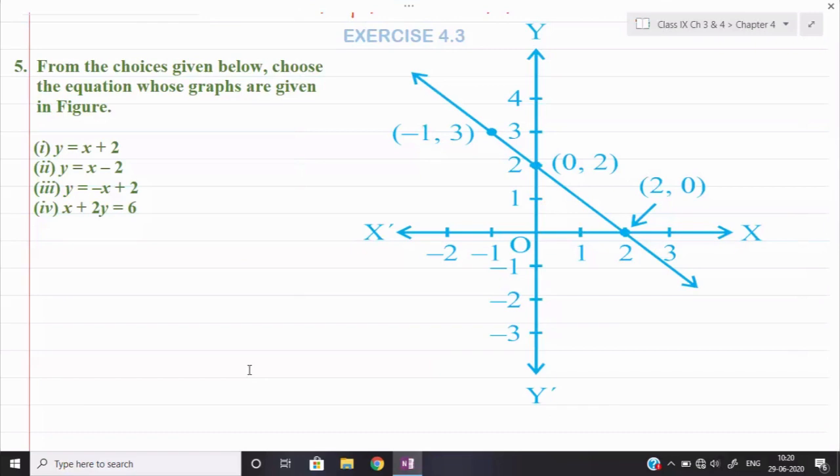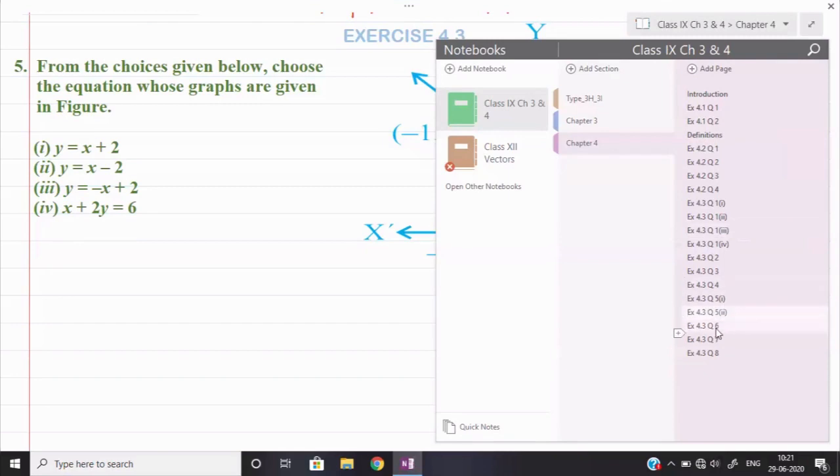All these 3 points one by one you have to check in the given choices, and whichever choice comes completely right, meaning all the 3 points satisfy the given equation, that will be your answer. The next equations coming after that you need not check. Okay, so this question you can solve on your own. Now let us see question number 6.